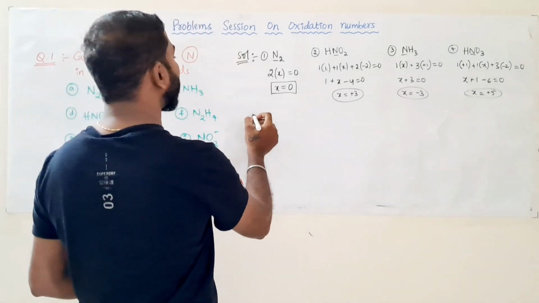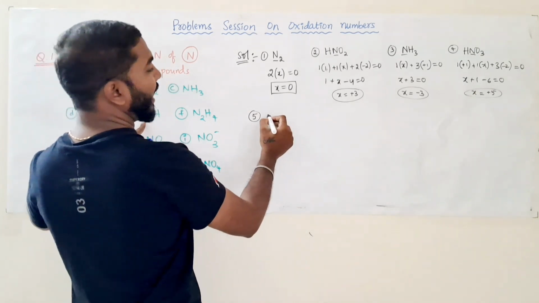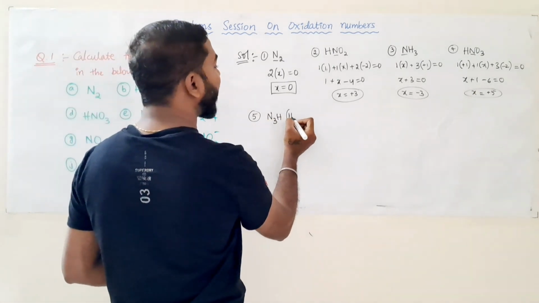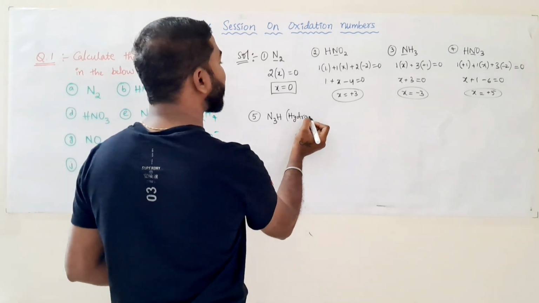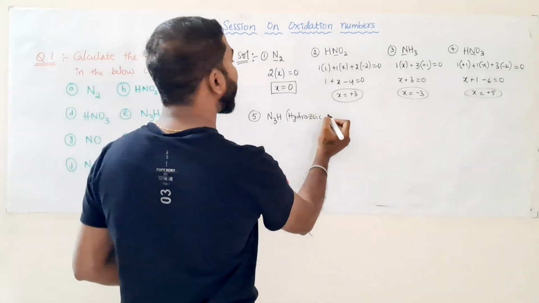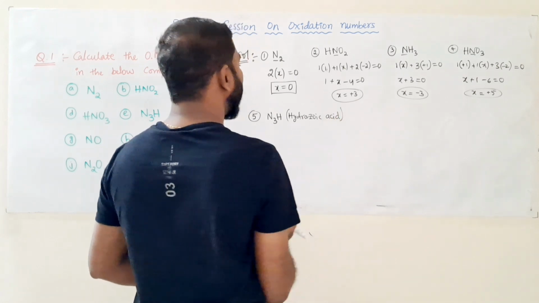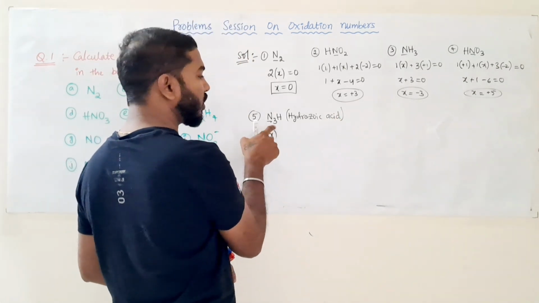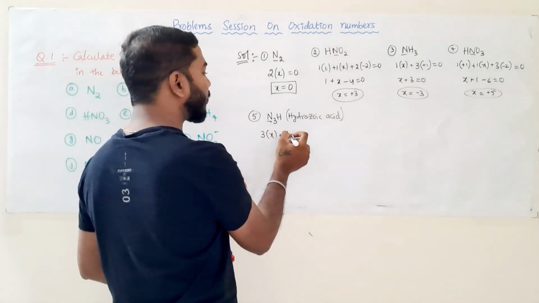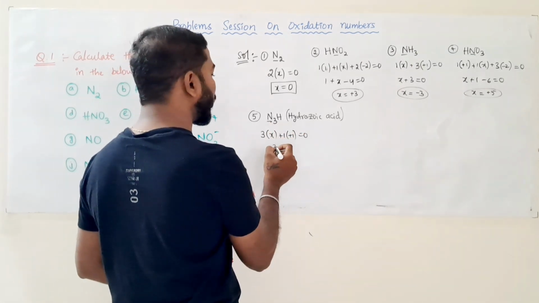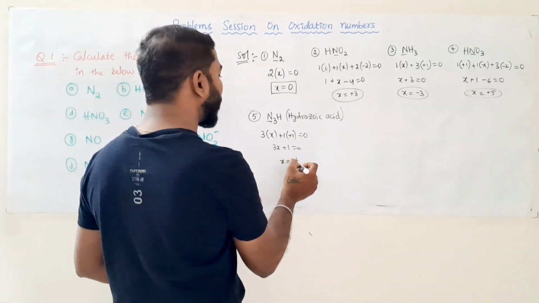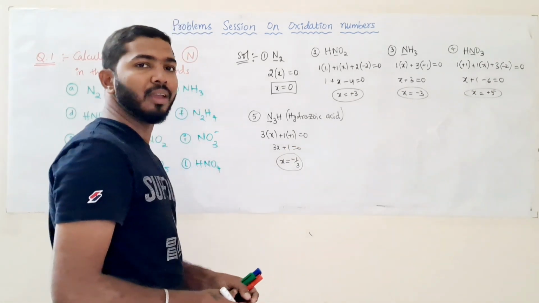Okay, and the next one is the fifth one. Let us move to HN3. The compound is called hydrazoic acid. Next, if we want to calculate the oxidation number of nitrogen, that is 3 into X plus 1 into plus 1 is equal to 0. So 3X plus 1 is equal to 0. X is going to come out as minus 1 by 3.